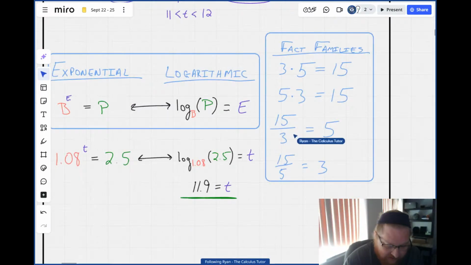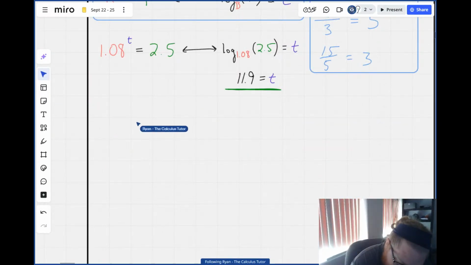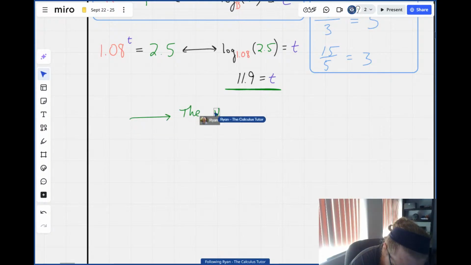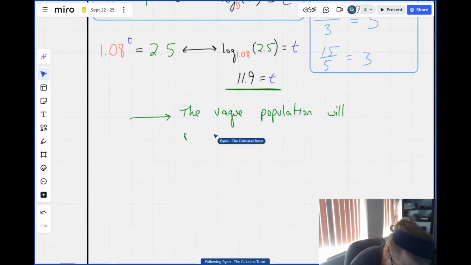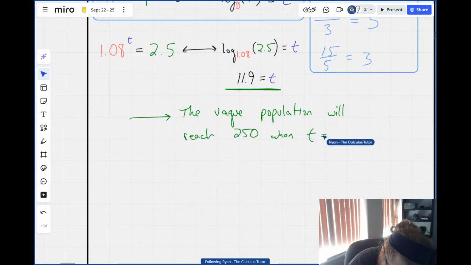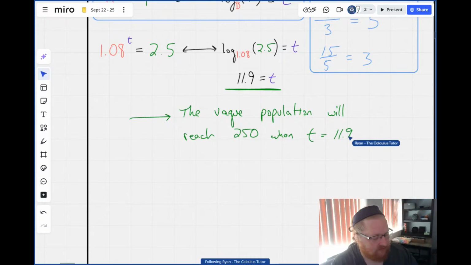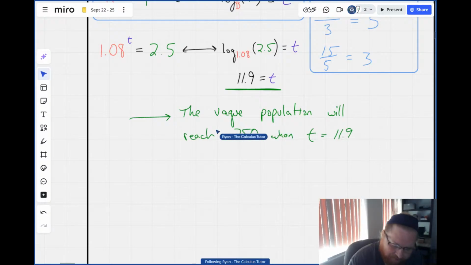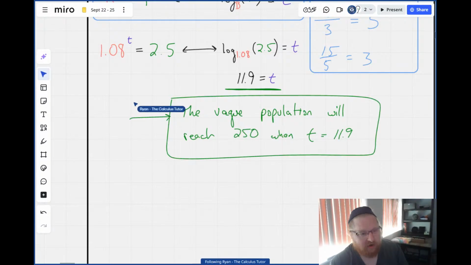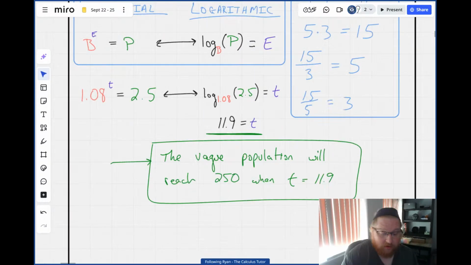So what we can say then, our answer is the vague population will reach 250 when t equals 11.9. We don't know if those are hours, days, weeks, seconds, eons. It doesn't matter. It wasn't specified in the problem. Whatever they were, it would be 11.9 of them. And there we go.